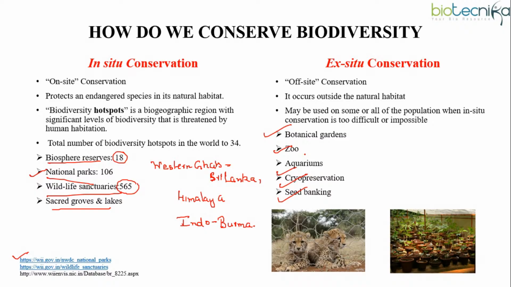Now we can even keep the gametes of threatened species and preserve them in a viable and fertile condition for long periods using cryopreservation, storing at a very low temperature. We use liquid nitrogen here. Then tissue culture methods can also be used. Seed banks are also there. Seeds of different genetic strains of commercially important plants can be kept for a long period in seed banks.